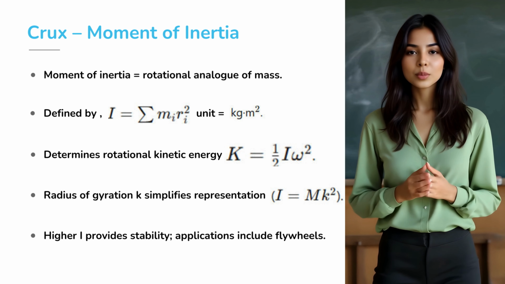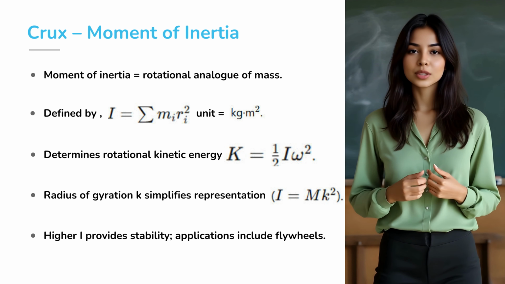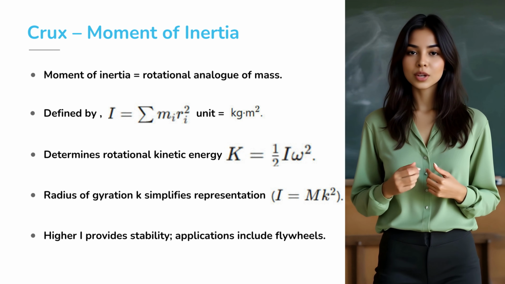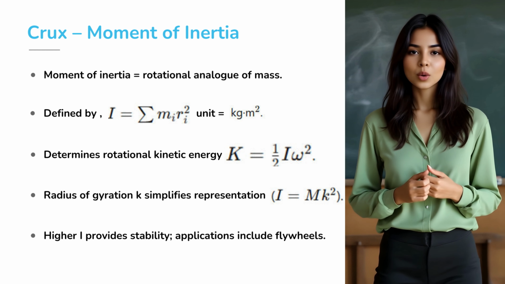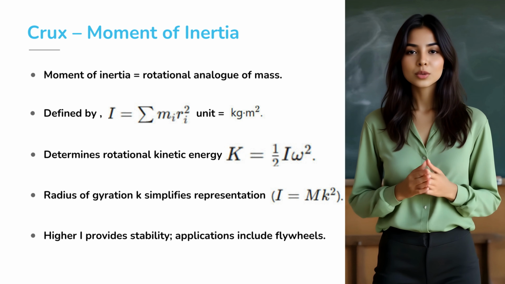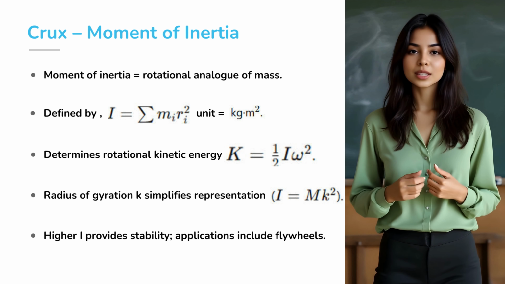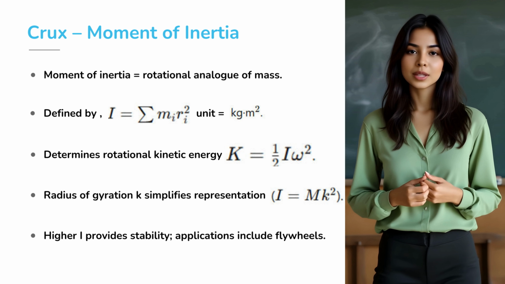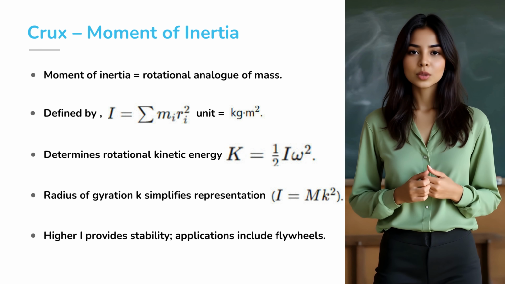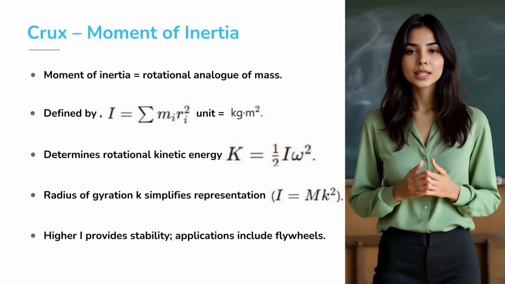So to sum up, the moment of inertia is the rotational analogue of mass. It's defined as I equals the summation of m r squared with units kilogram meter squared. It helps us write rotational kinetic energy as half I omega squared. The radius of gyration, k, provides a compact way to represent distribution. We saw examples from rings, rods, cylinders, and spheres, and we noted that higher I means greater resistance to angular acceleration. From classroom problems to real-world machines like flywheels, the concept of moment of inertia is central to rotational dynamics.